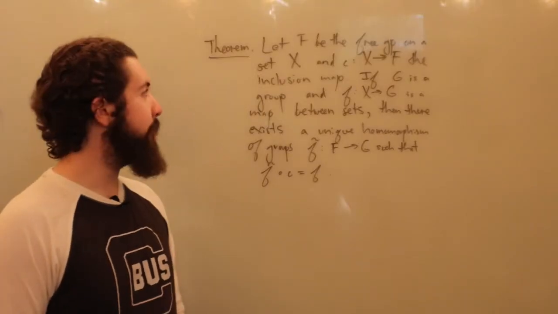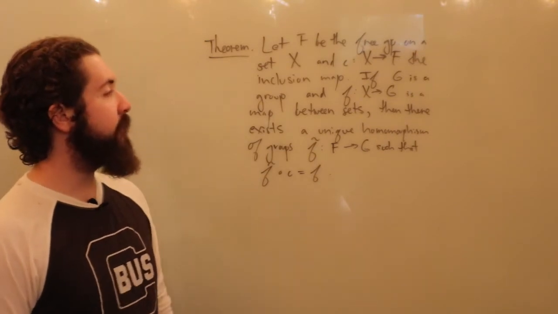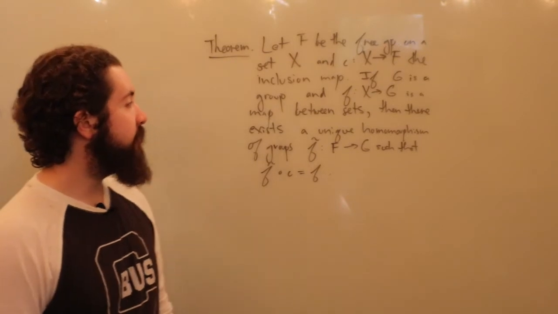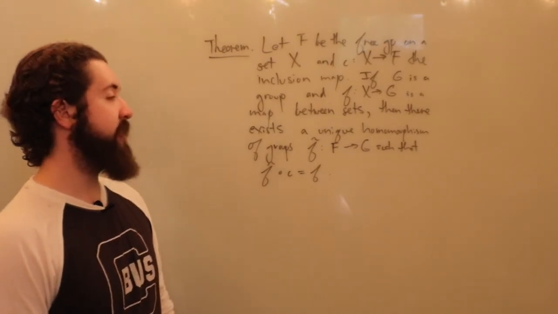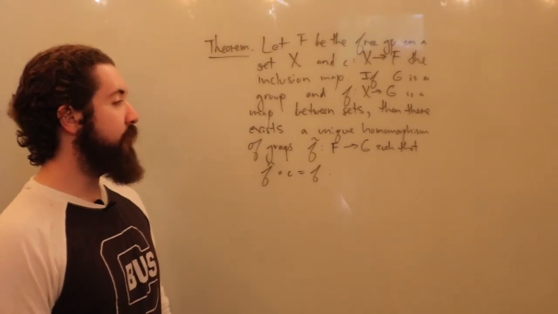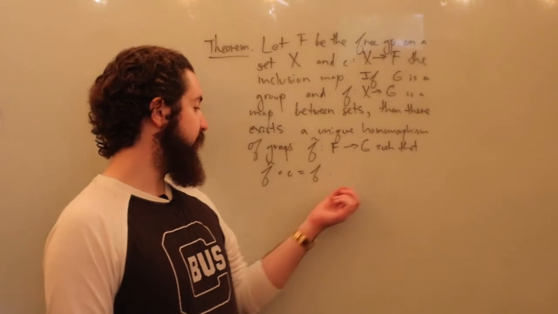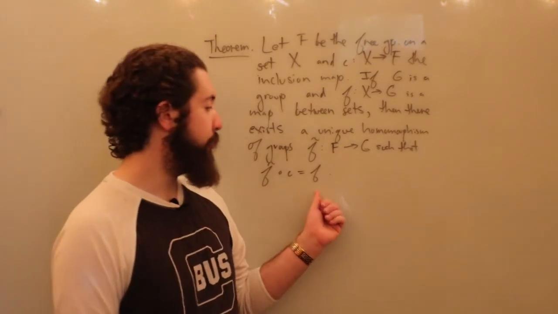All right, next theorem. Let F be the free group on a set X and iota from X into F the inclusion map. If G is a group and f from X to G is a map between sets, then there exists a unique homomorphism of groups f tilde from F to G such that f tilde composed with iota is just equal to f.